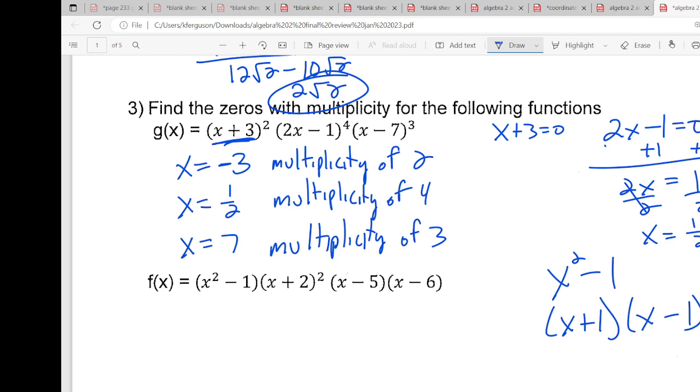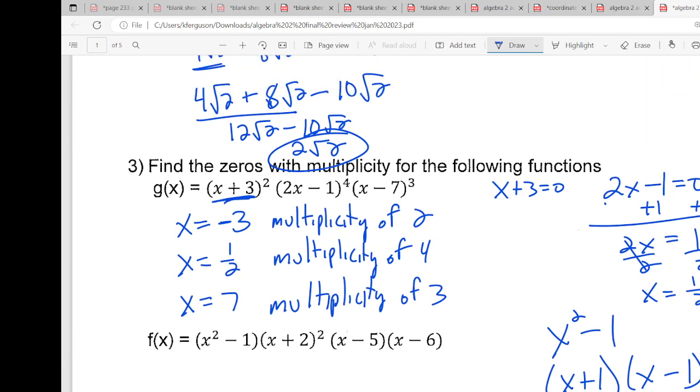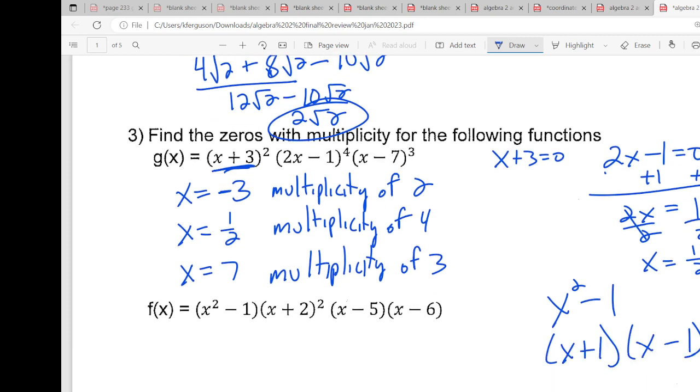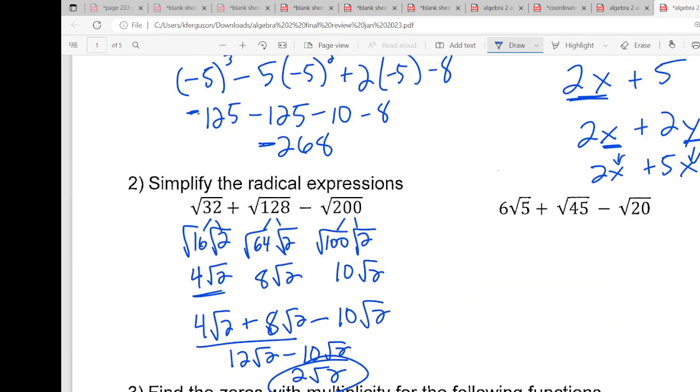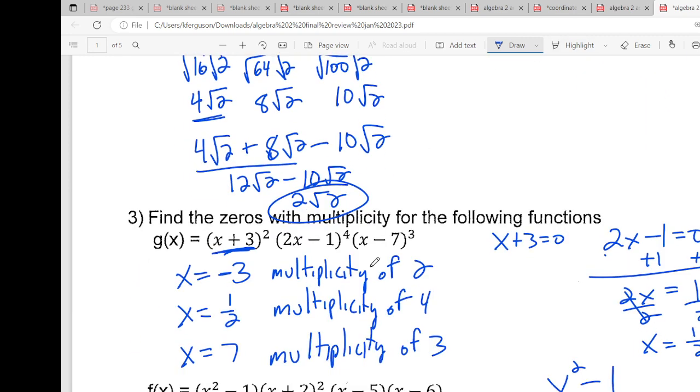No problem. Does anybody have any questions on number 3 before we call it? So 2 or 1, any questions? Okay, then let's call that.